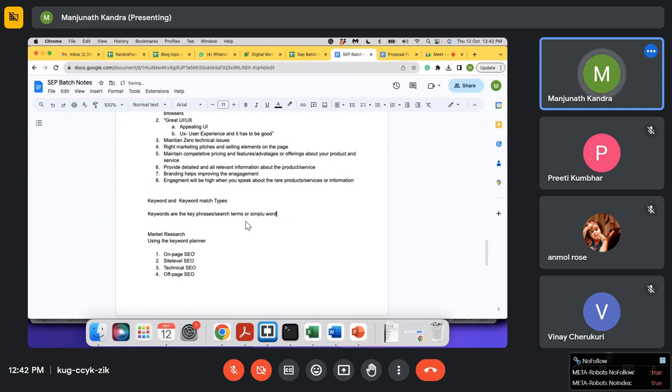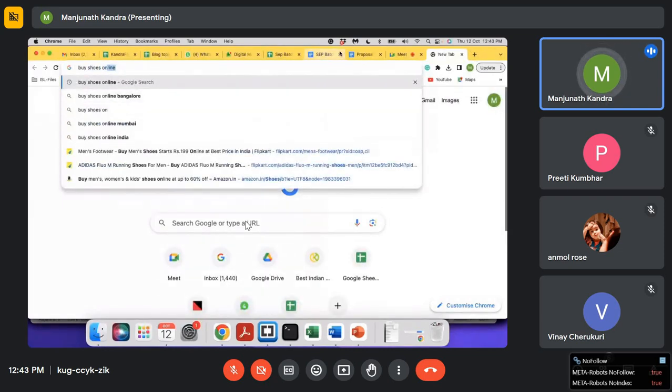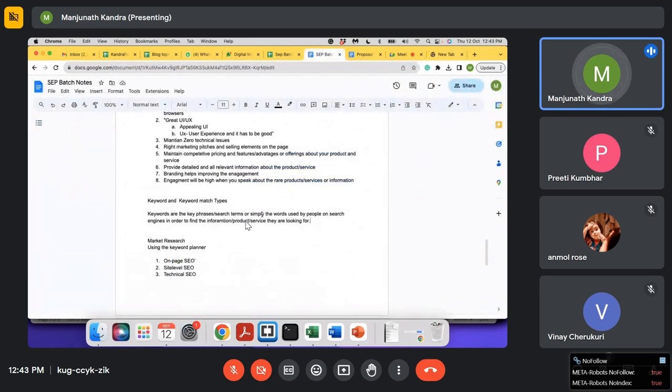or simply words used by people in order to find the information, product or service they are looking for. Search terms are simply the words used by people on search engines in order to find the information, product or service they are looking for. For example, I'll go to Google and type "buy shoes online". This can be called a key phrase, search term, or simply words used by people, by me now, on a search engine. I'm using it on Google, in order to find the information, product, service, or web pages.